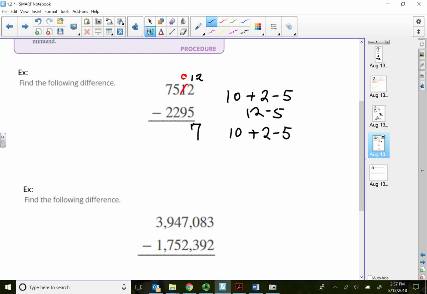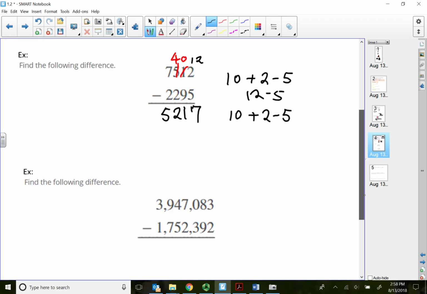So this one is now 0. 0 is not enough to subtract 9, so we borrow from the 5. So the 5 now becomes 4. So when the 0 borrows 10, 10 minus 9 is 1. 4 is enough to subtract the 2, so that's a 2. 7 subtract 2 is 5. So my answer is 5,217.